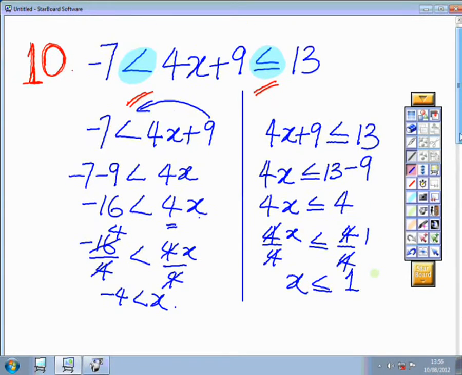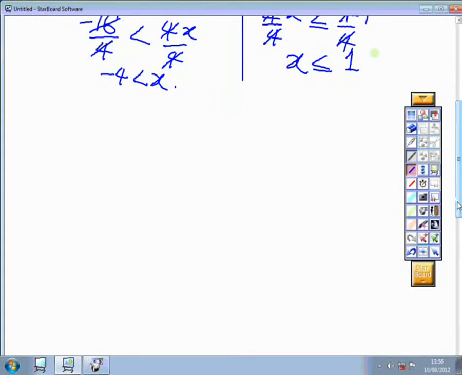So these two final inequalities we are now going to combine to form one single inequality, so that we have minus 4 is less than x, and that same x is less than or equal to 1, combining the right hand side and the left hand side final inequalities together. Having obtained this final inequality solution, we now draw the required number line.